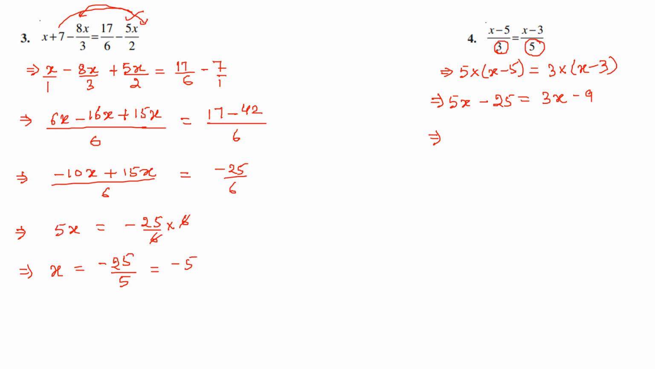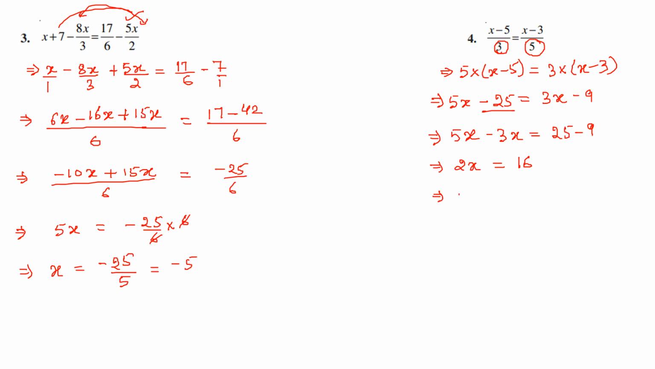Now I am bringing the variable to one side. So 5x, I am bringing 3x from RHS to LHS. It will be minus 3x. And then I am transposing minus 25 to RHS. So minus 25 will become plus 25 and then minus 9. So 5x minus 3x is 2x and 25 minus 9 is 16.